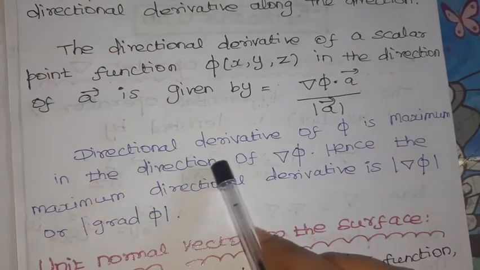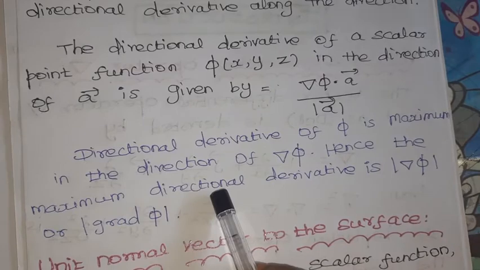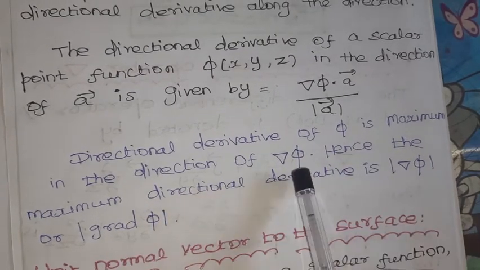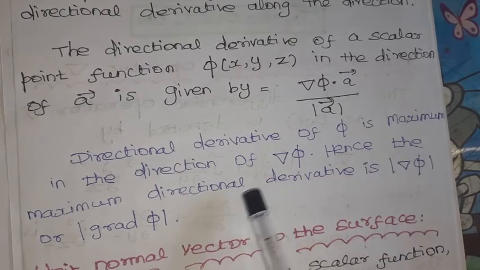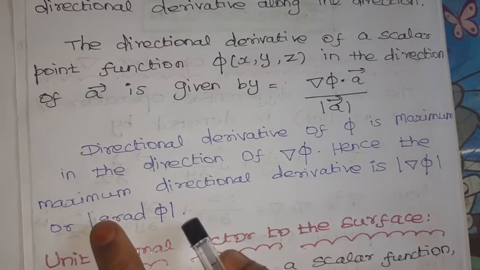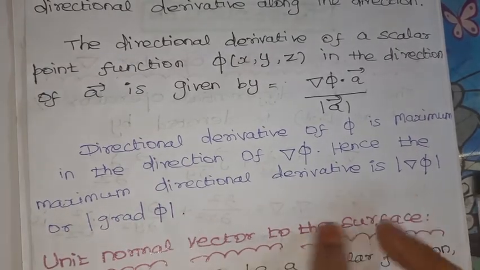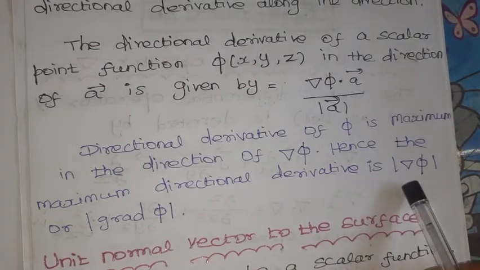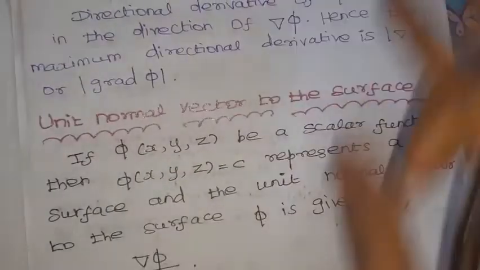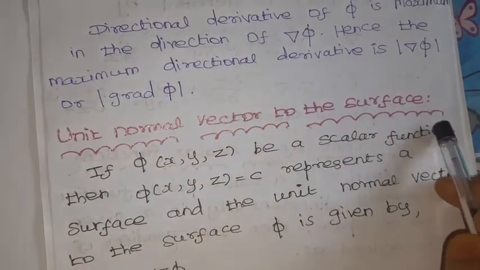Directional derivative of phi is maximum in the direction of del phi. Hence, the maximum directional derivative is modulus of del phi. When we are asked to solve for maximum directional derivative, we need to find out the modulus of del phi or modulus of grad phi. Then we are going to see the unit normal vector to the surface.